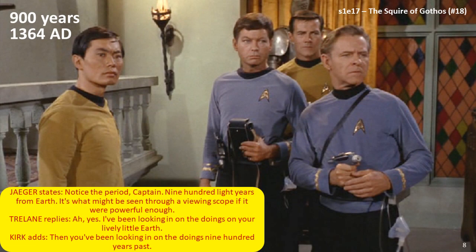Trelane views Earth from 900 light years away, thus sees Earth 900 years ago. He mentions Napoleon, who was at his peak about 1805. This makes it 2805, which cannot be correct. If it is 2264, then Trelane is viewing Earth during the year 1364, which is in the Middle Ages.